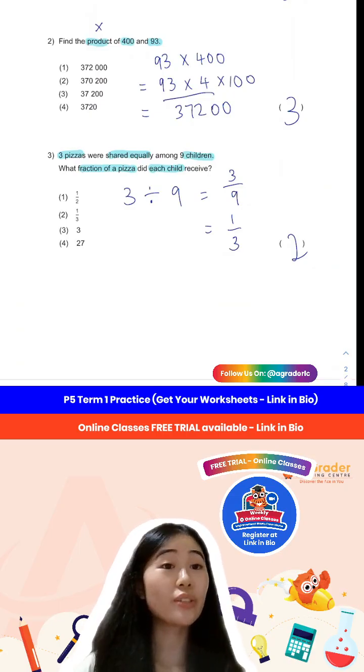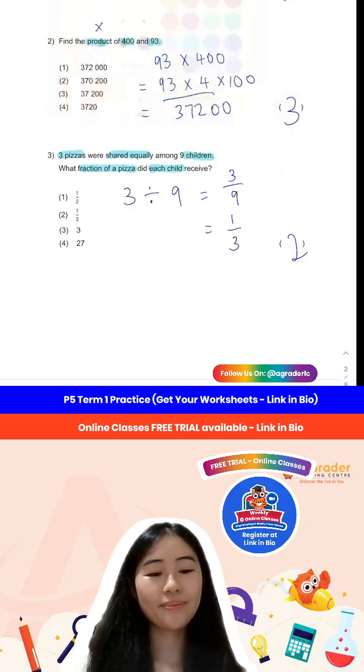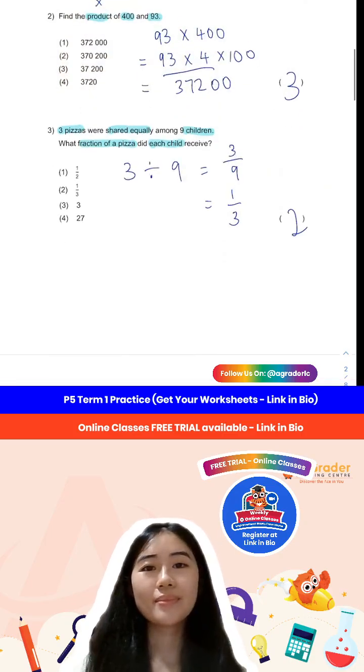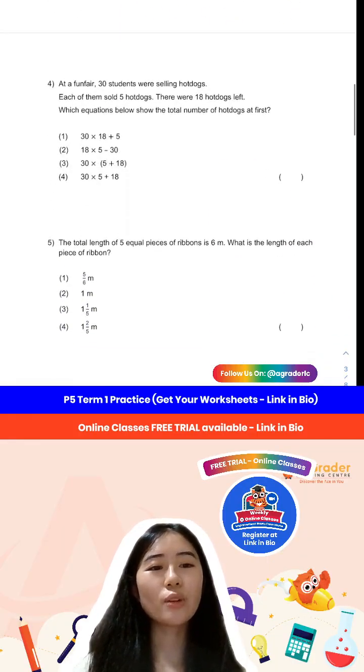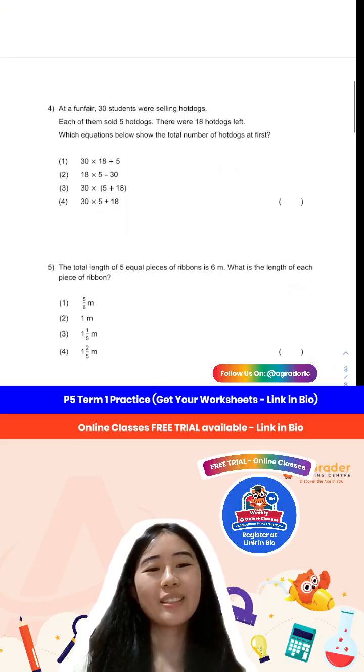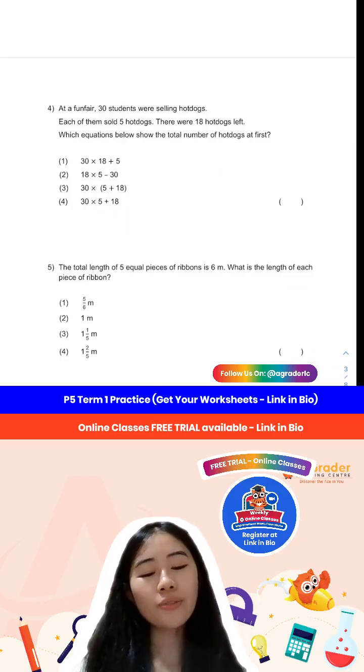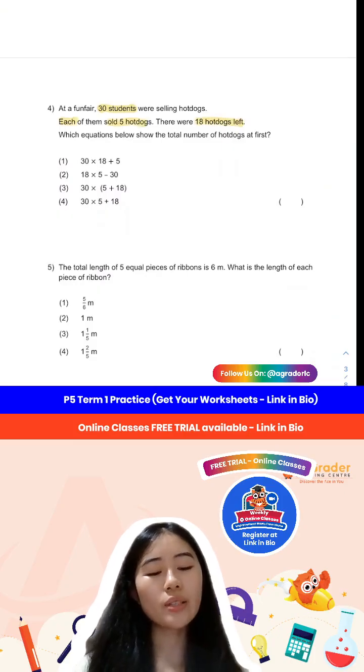Everybody okay with the first page? Yes? Okay, let's move on. Yes, Foxy, next question. So please try this. At a fun fair, 30 students were selling hot dogs. Each of them sold 5 hot dogs. There were 18 hot dogs left. Which of the equation below shows the total number of hot dogs at first?